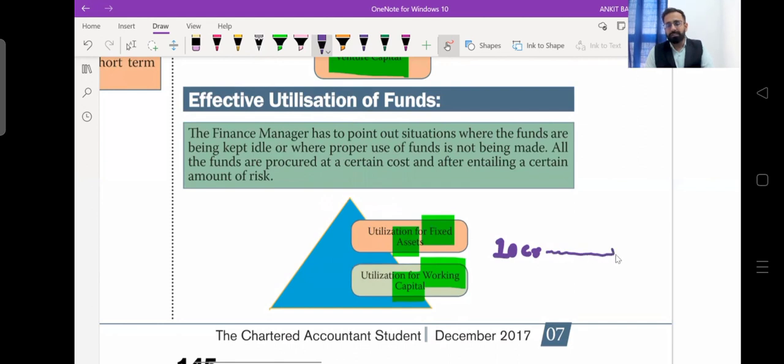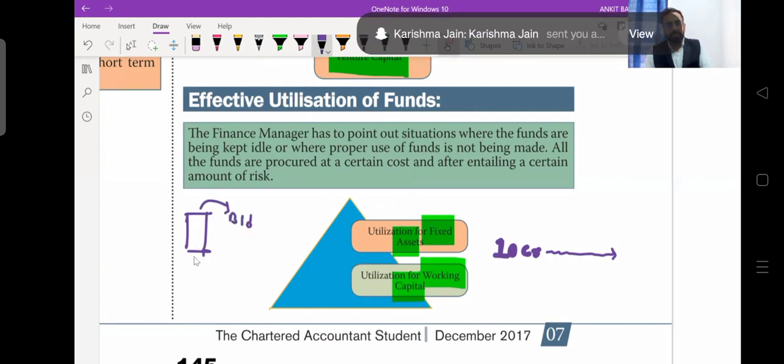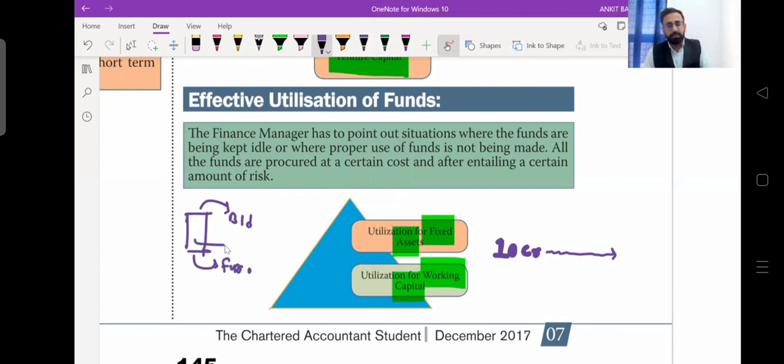So to run a business, let's suppose I'm taking the example of a restaurant. Let's suppose you are starting a restaurant. Definitely, what assets will you be requiring? You will be requiring a building, along with some furniture, some machineries, and some other kinds of assets. So these are going to be your fixed assets.